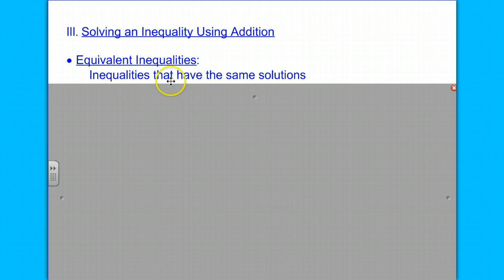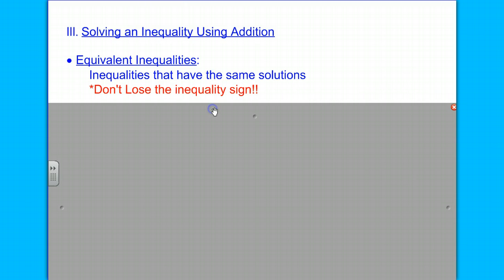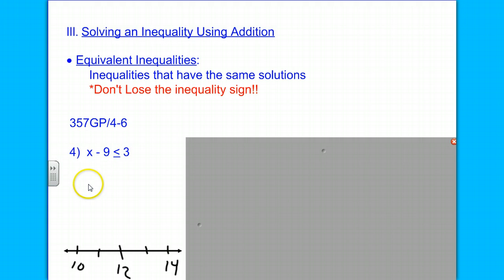So when we transform inequalities, our new statement has the same solutions as the old statement. Just be careful to not lose the inequality sign. We're so used to working with equations that sometimes people drop the inequality sign and write an equal sign. So watch out, especially as we're just beginning this section. Okay, so we are going to solve for x, and then we're going to graph the solution set. So the first inequality is x minus 9 is less than or equal to 3.